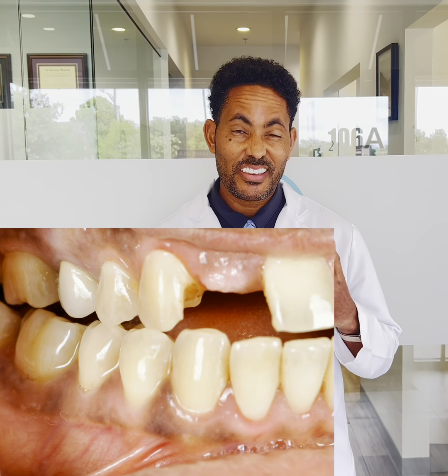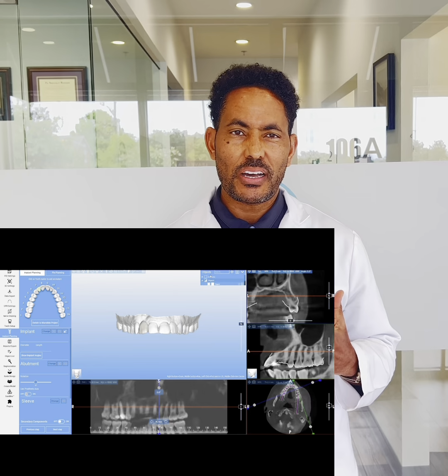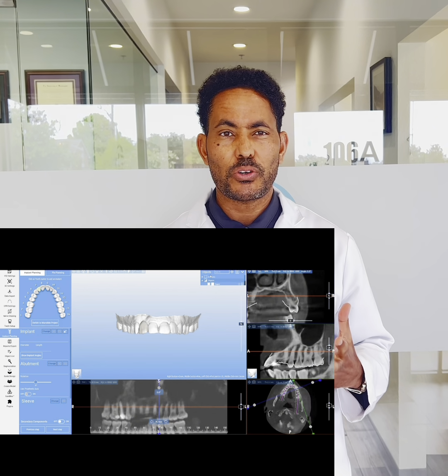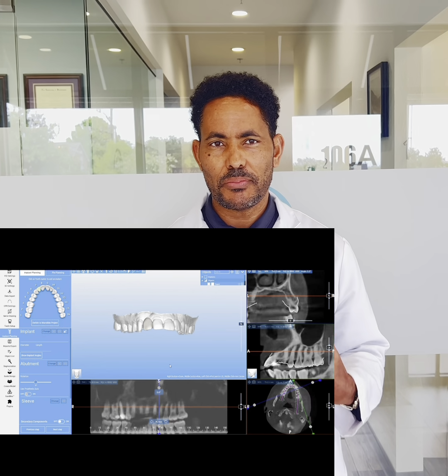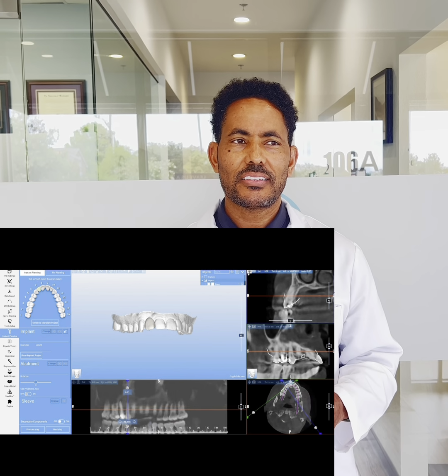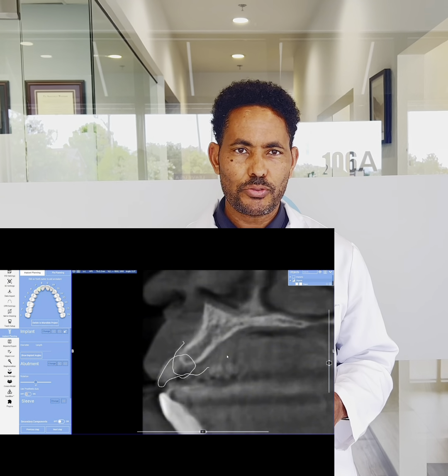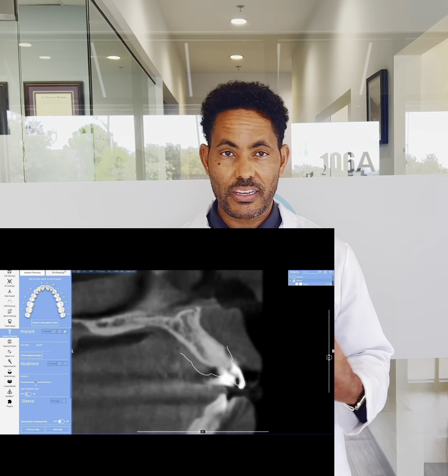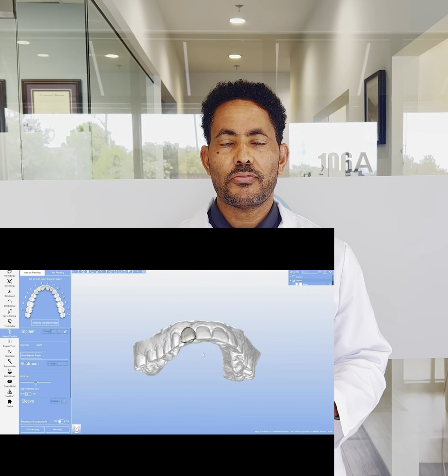Dr. G, what are you working on today? This morning, I'm actually treatment planning a somewhat difficult case. I have a young lady coming in with a missing front tooth, lateral tooth. She never had a tooth there for a long time.